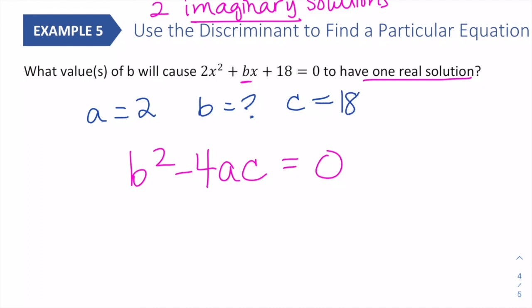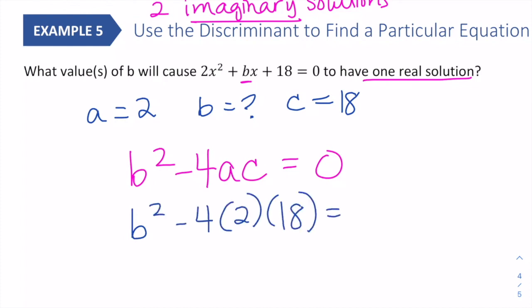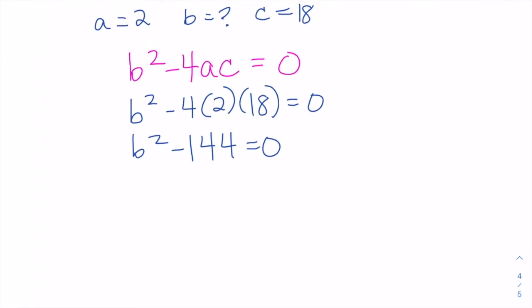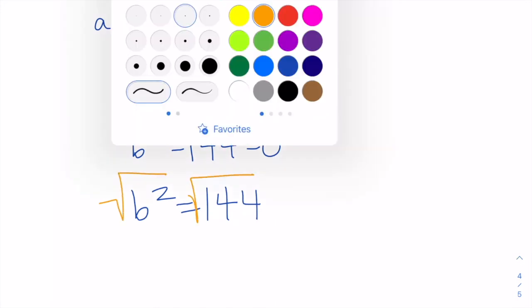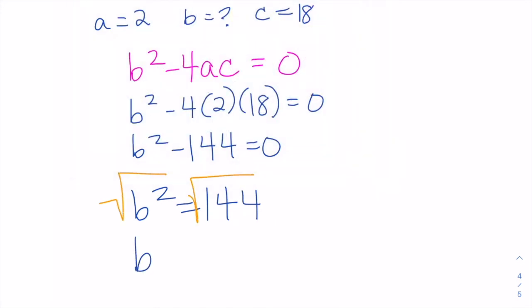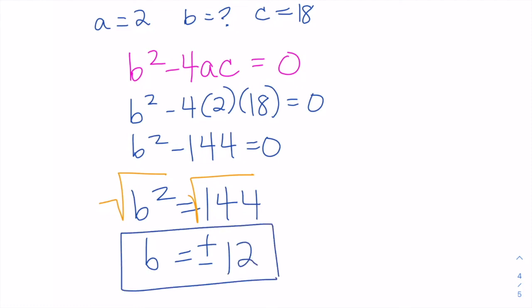When we plug those into the discriminant, we'll have b squared minus 4 times 2 times 18 equals 0. This will equal 144. You have a couple ways you can solve this, and I'm going to show both. One way is to add the 144, and now you can take the square root of both sides. So b equals plus or minus 12.